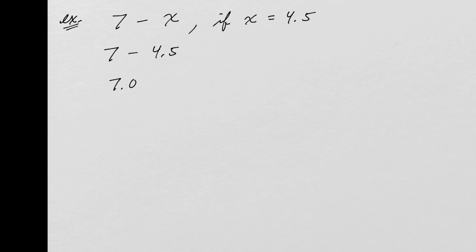Here's another example. Let's say I have 7 minus x. So I want to evaluate that expression if x takes on the value of 4.5. So this is really going to be 7 minus 4.5. So really here I'm just subtracting decimal values. So you could write this as 7.0 minus 4.5. Line up your decimal points. I need to borrow. So 10 minus 5 is 5, and then 6 minus 4 is 2. So this is simply equal to 2.5.